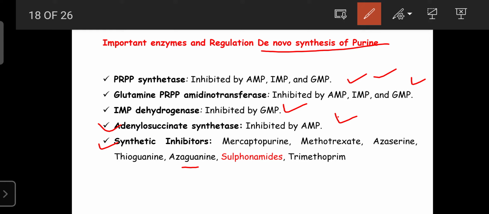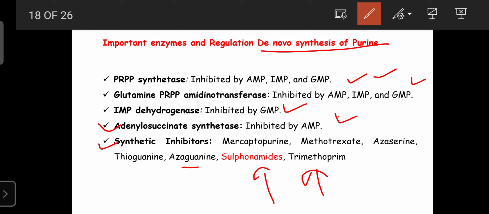And another, there are sulfonamide and trimethoprim. These are synthetic antibiotics, helpful to inhibit bacterial infection of any kind. These sulfonamide and trimethoprim also inhibit the de novo synthesis of purine, both in healthy cells as well as in the microorganisms. So these are the synthetic inhibitors that inhibit the de novo synthesis of purine.